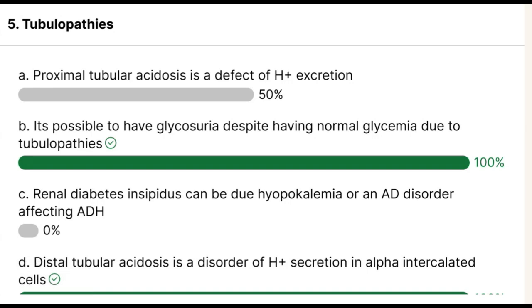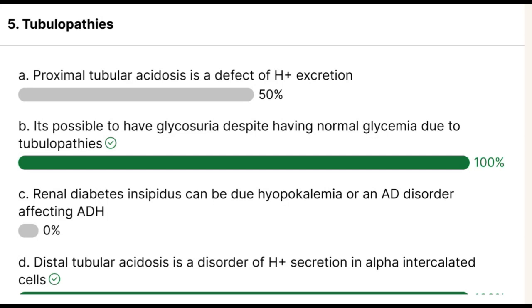Okay. So the first one, proximal tubular acidosis, is a defect of H plus excretion. This isn't true. It's actually a defect of bicarbonate reabsorption because of the defective enzyme carbonic anhydrase, which is causing the acidosis. Then the next question, yes, it is possible to have glycosuria despite having normal glycemia, and the disease is called renal glycosuria, and it's because of a disorder of glucose reabsorption.